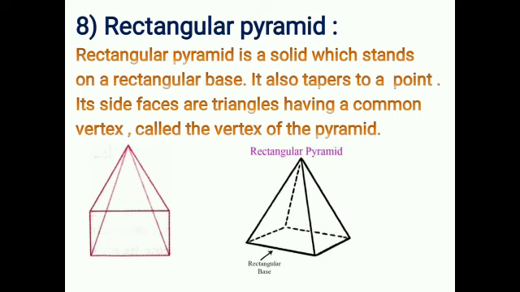See here, this one is also a diagram for a rectangular pyramid because the base is a rectangle. These are the four faces, 1, 2, 3 and 4, and they meet at one point. So this is called a rectangular pyramid.